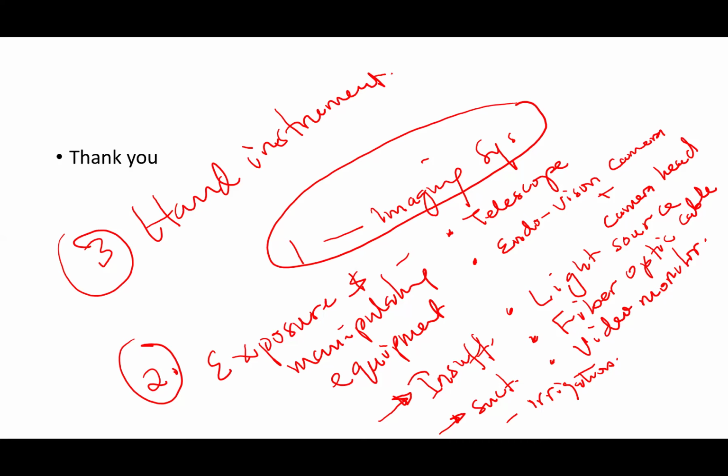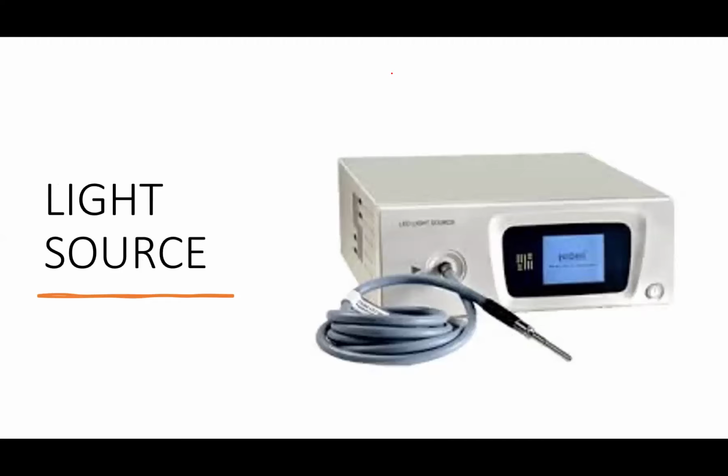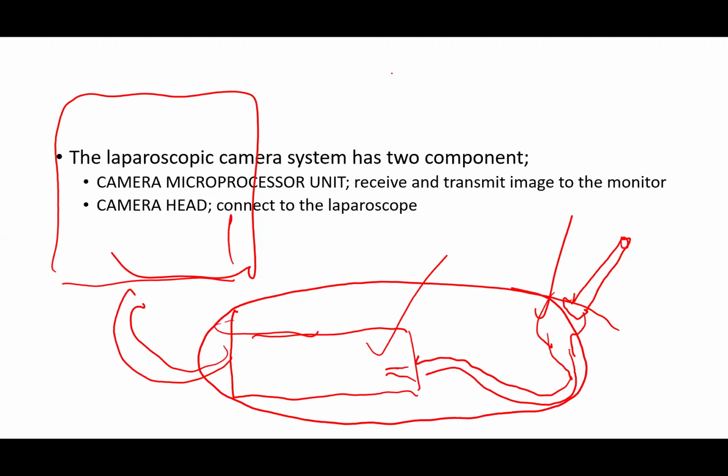Okay, I saw one question that says, why is the 0-degree telescope, which has a limited viewing angle, best suited for beginners rather than the 30-degree telescope, which has an extended view? That is a very good question. Okay, now if you look at this, let's go back to the angulation.